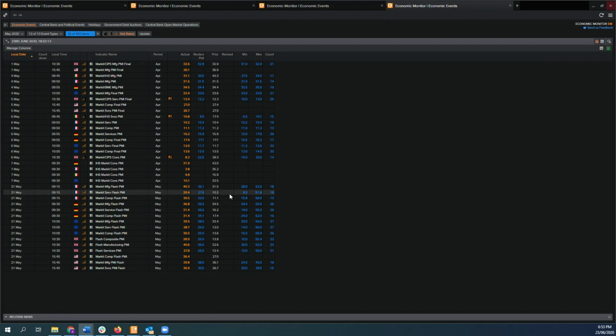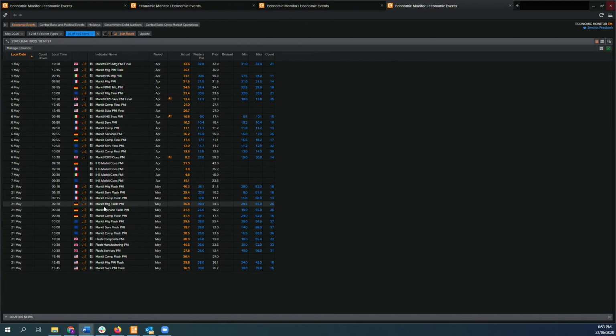But after the initial move, we might see the markets take a little bit of a breather as we need to wait for that 15 minutes before the German numbers are released. Now, the German data usually either seals the deal for a miss or a beat across the board, or it can also sometimes muddy the water.